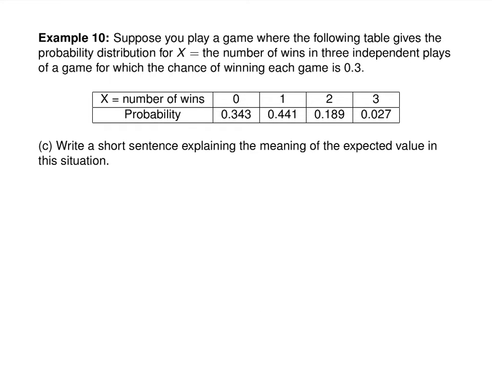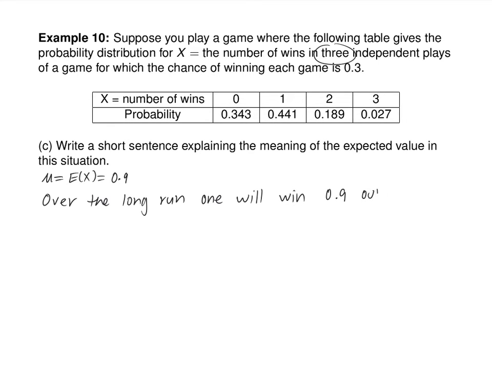Now, last thing, write a short sentence telling me what that expected value actually means. So you had that mu was equal to E of x, which was 0.9. Well, this is the number of games you would expect to win on average if you play lots of groups of 3. So over the long run, one will win 0.9 out of every 3 games played.